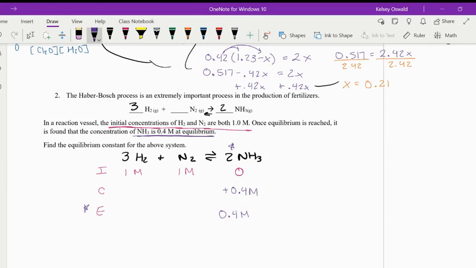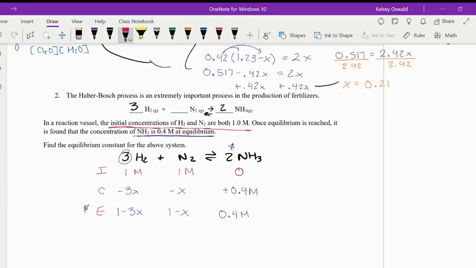For H2 and N2, we don't know right now how much of those we used, but remember, since they're reactants, we're going to use those up, so we're going to subtract x from them. Since the H2 has a coefficient of 3, we're going to make that a minus 3x, because we're going to use up 3 times as much H2. So then at equilibrium for H2, we have 1 minus 3x. For N2, we have 1 minus x. So what we really need to do is find out what x is. Our tool to do that is to look at our NH3, since that's where we know the most information.